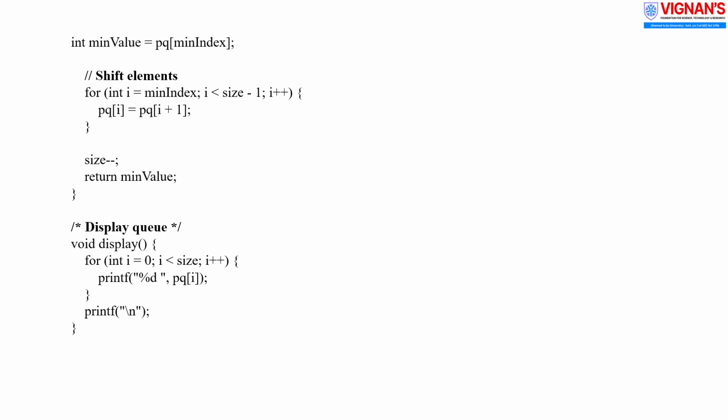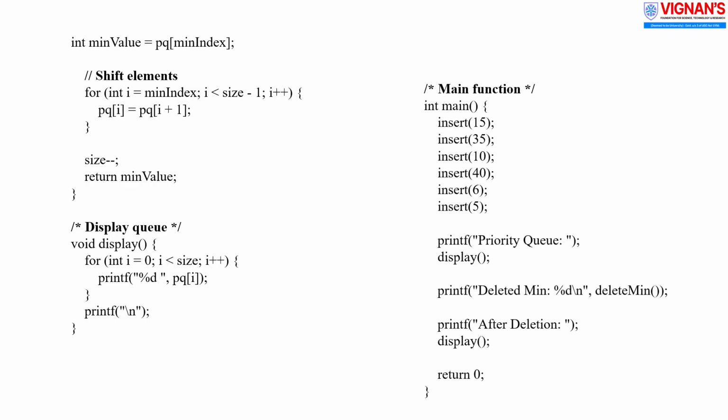The display function prints all elements currently present in the priority queue by traversing the array from the first element to the last. In the main function, several values are inserted into the priority queue. The queue contents are displayed, then the minimum element is deleted and printed. Finally, the queue is displayed again to show the updated contents after deletion.